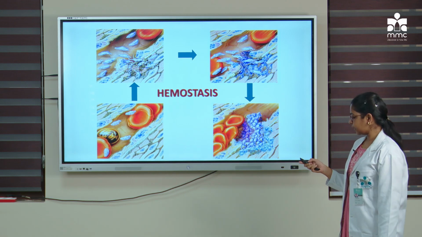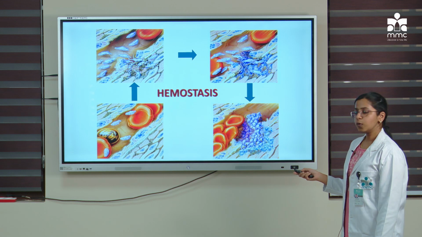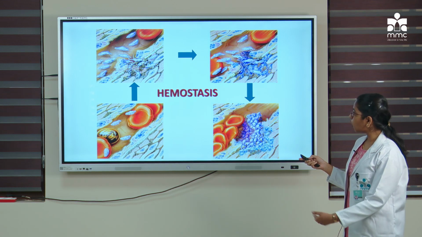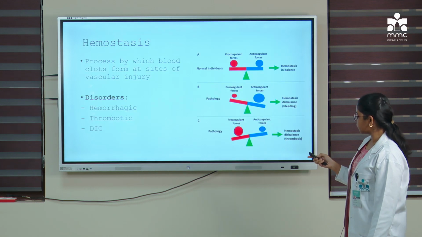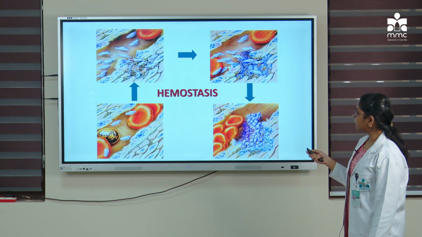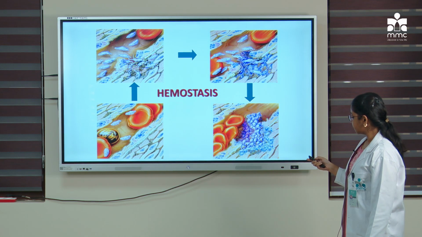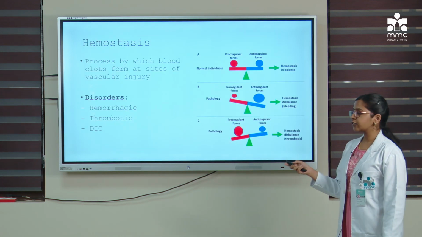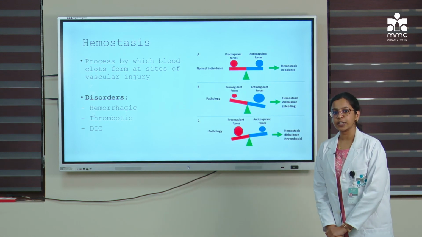As you see here in the picture, the bottom one is the normal blood flow, and the one on top of that we have the platelet aggregation together. The top two pictures are going to be the platelet plug formation, and then we have the platelet aggregate.